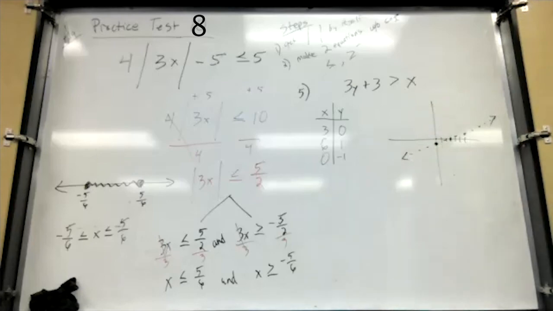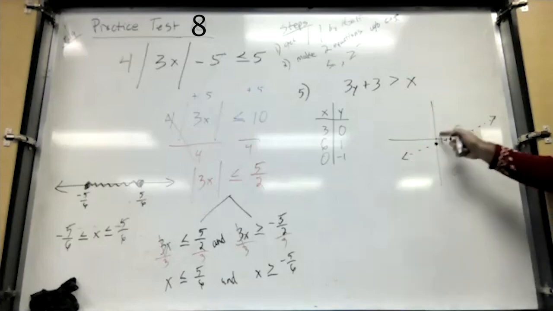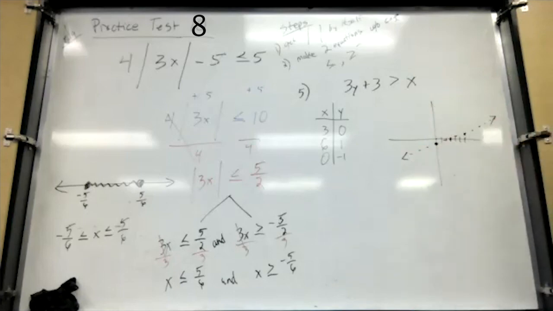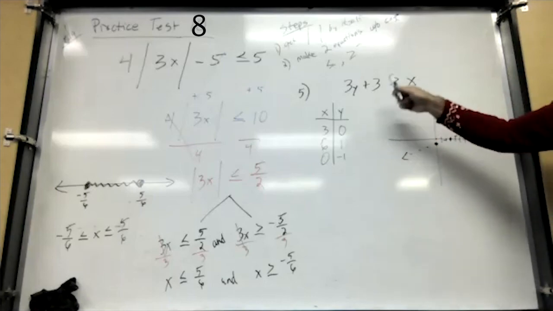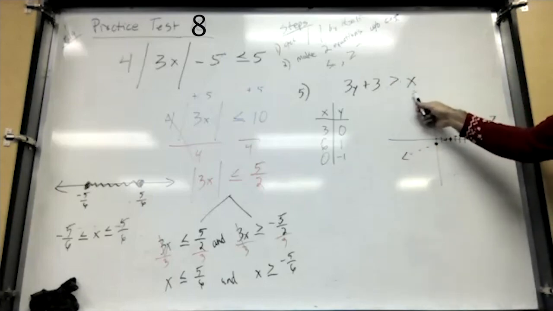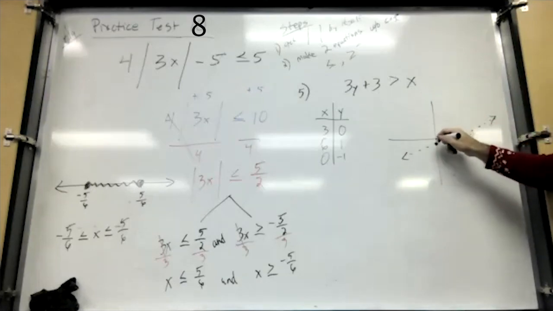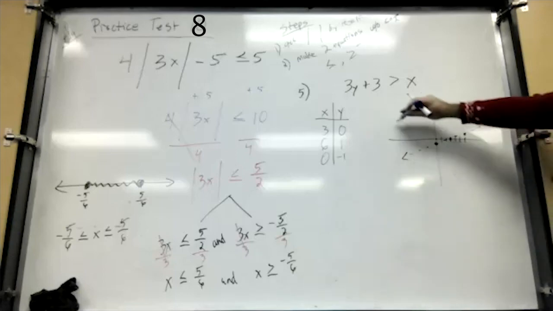So now we have to decide whether we shade on top or shade on the bottom, because we don't have a nice y is greater than or y is less than something, right? So how do we know how to shade? What I normally do is I just pick the origin and I see if that is true for this equation. So if you plug in zeros for the variables, you get 3 is greater than 0. Is 3 greater than 0? So it's true. So that means I'm going to shade on top.